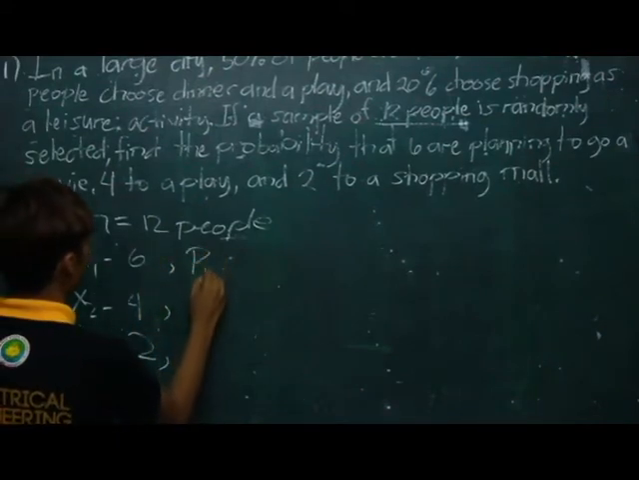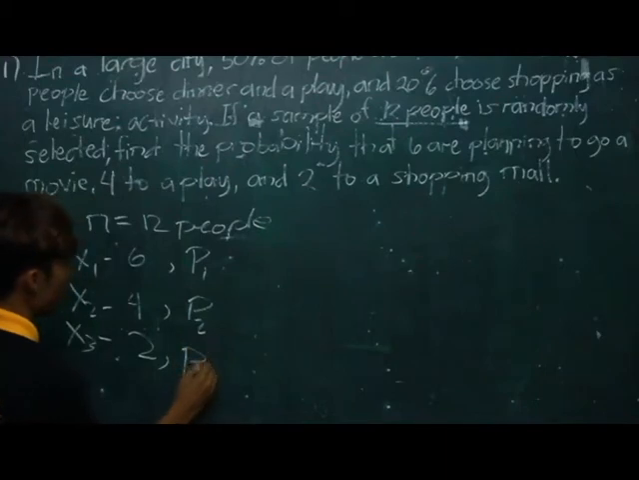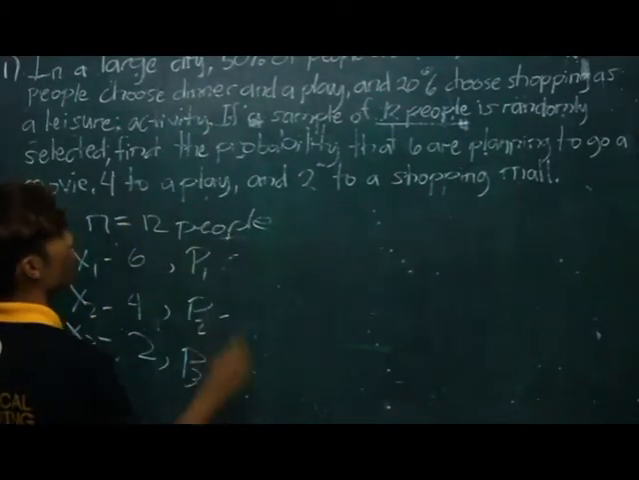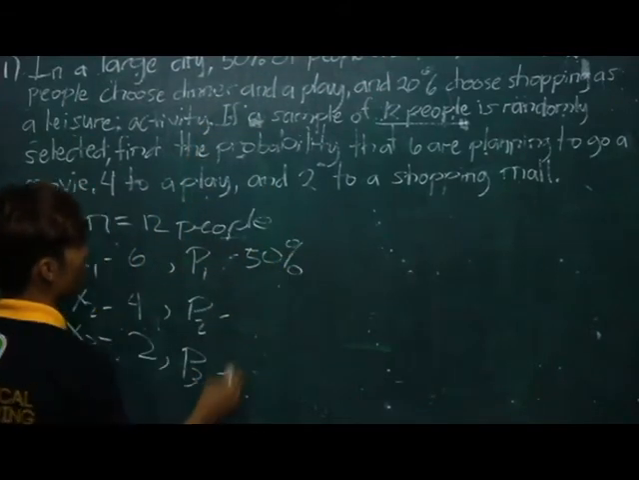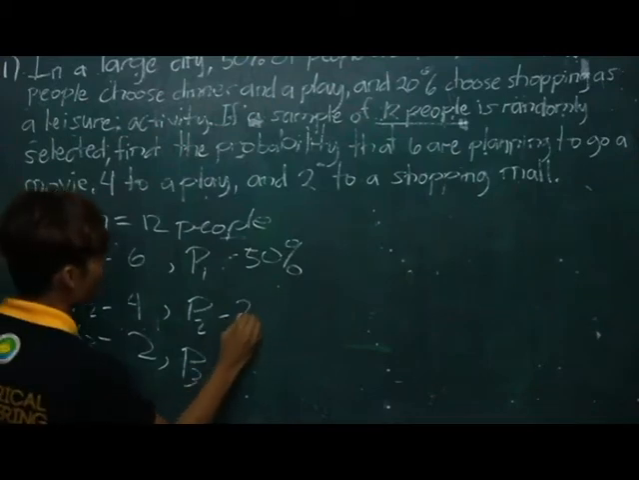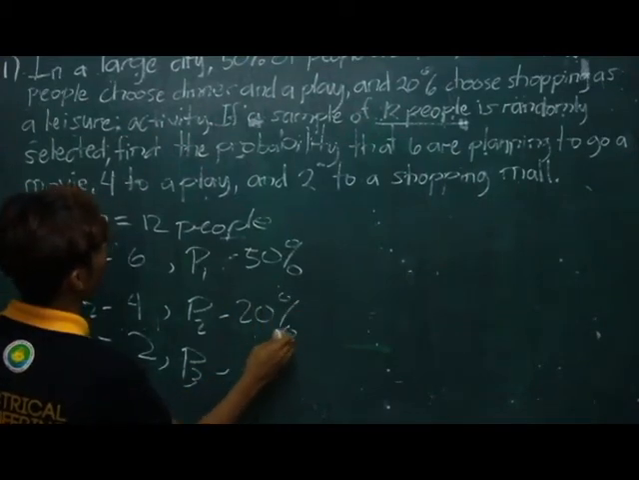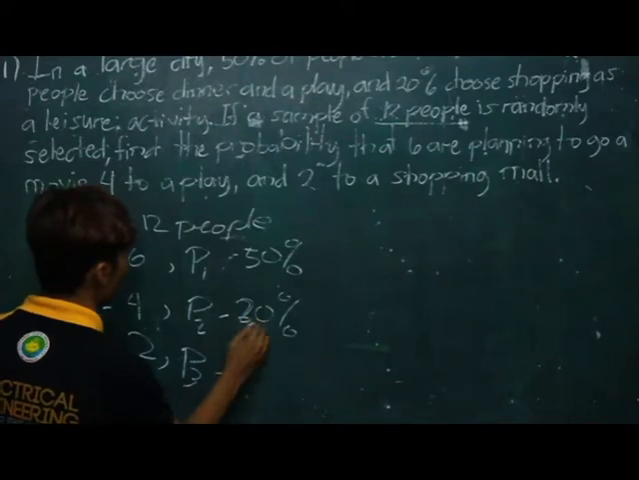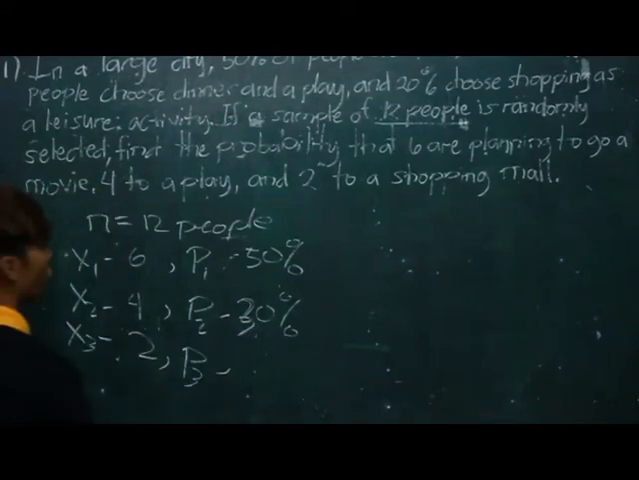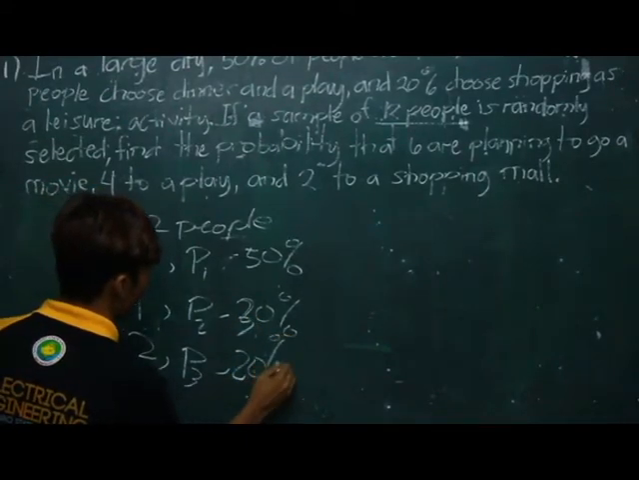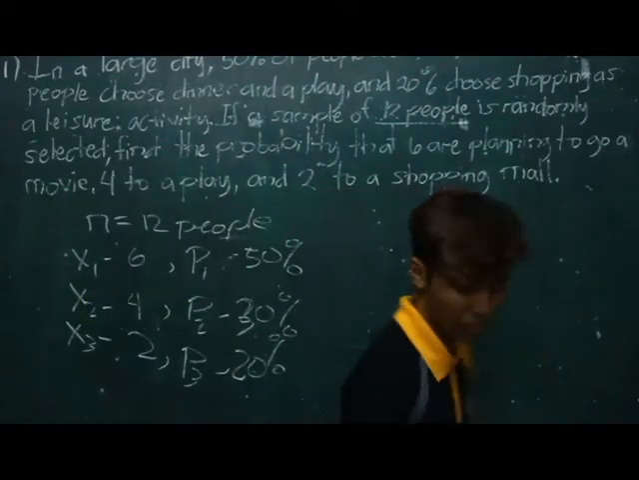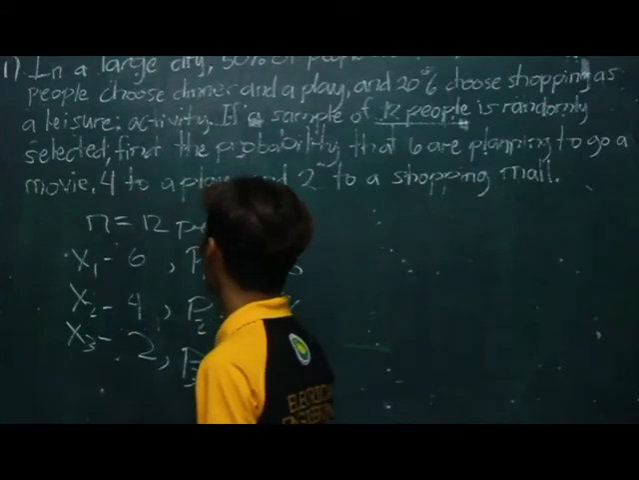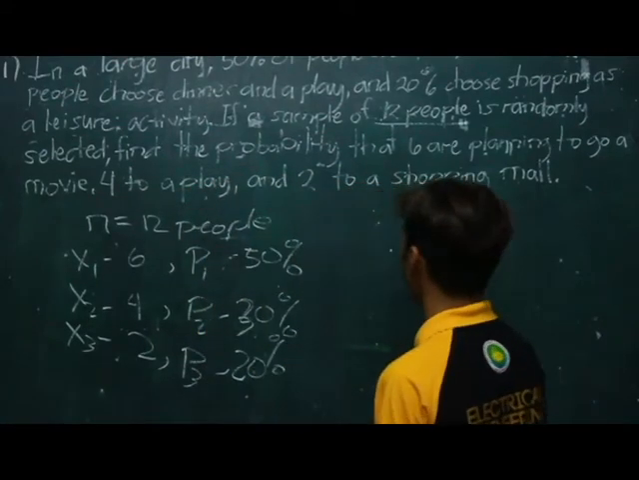Our probability for the first choice is 50%. Our second choice is 30%, and our third choice is 20%. Now we know all the parameters in our problem, so we can solve it using our formula.